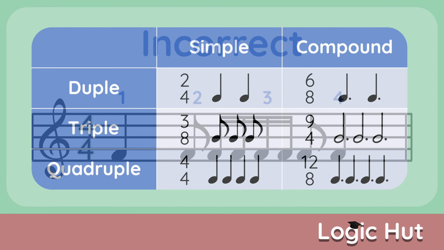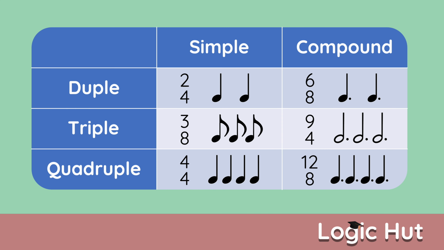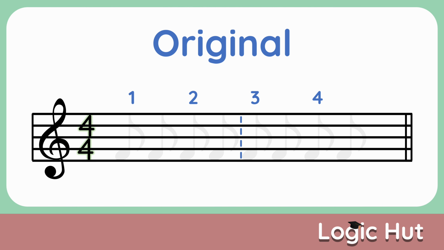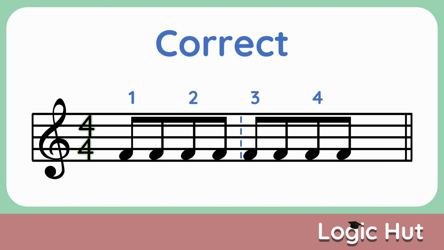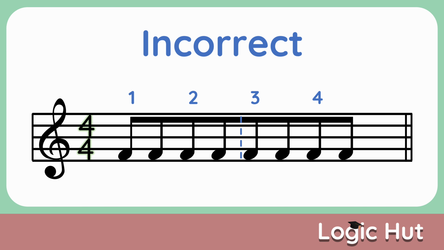There is also a specific rule for simple quadruple time, such as 4/4. This is that notes can't be beamed across the center of the bar. For example, this is a preferred notation to this.